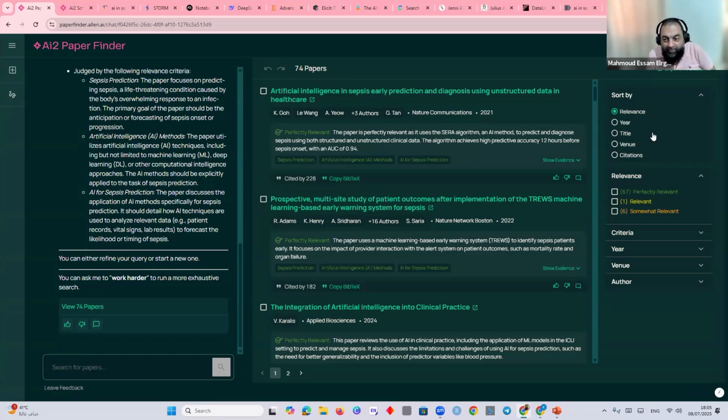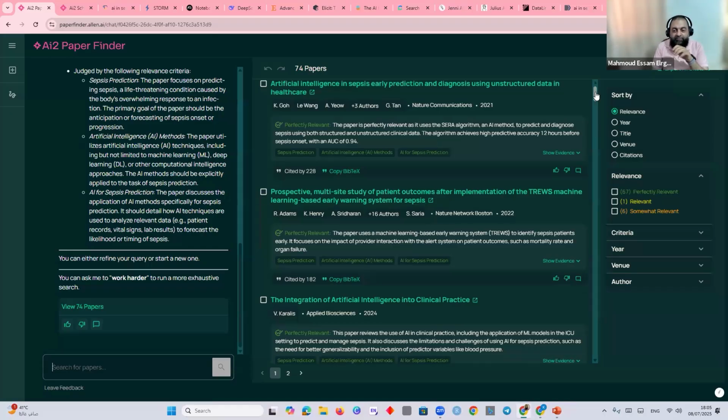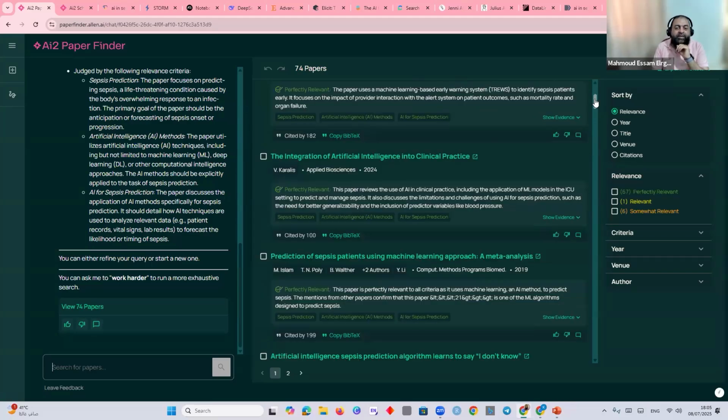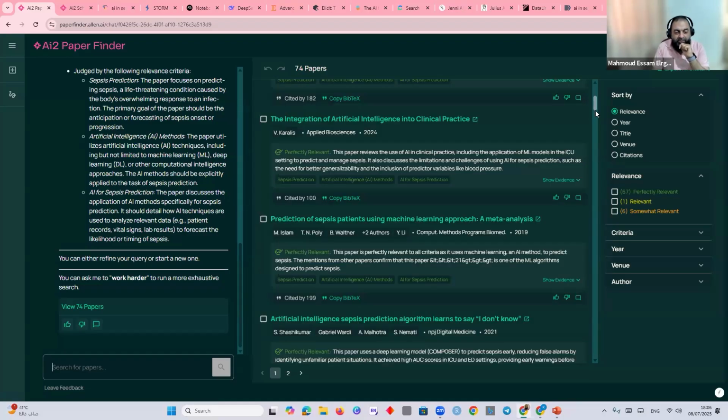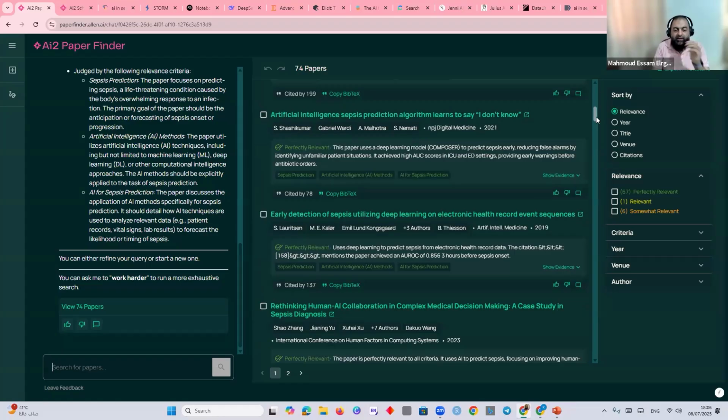So these are the 74 papers, and they are telling you that out of those 74, you will have 67 perfectly relevant, one is relevant, and six are somehow relevant. That means those six don't have the same judgment, which is artificial intelligence, sepsis, and prediction. So let's see the first top 10 response: artificial intelligence in sepsis, early prediction and diagnosis, prospective multi-site study of patient outcome after implementation of the machine learning based early warning system for sepsis, integration of AI into clinical practice. This one is not completely relevant. It will have sepsis within, but it's not in the title. Prediction of sepsis patient, artificial intelligence sepsis prediction, and early detection of sepsis, and so on.